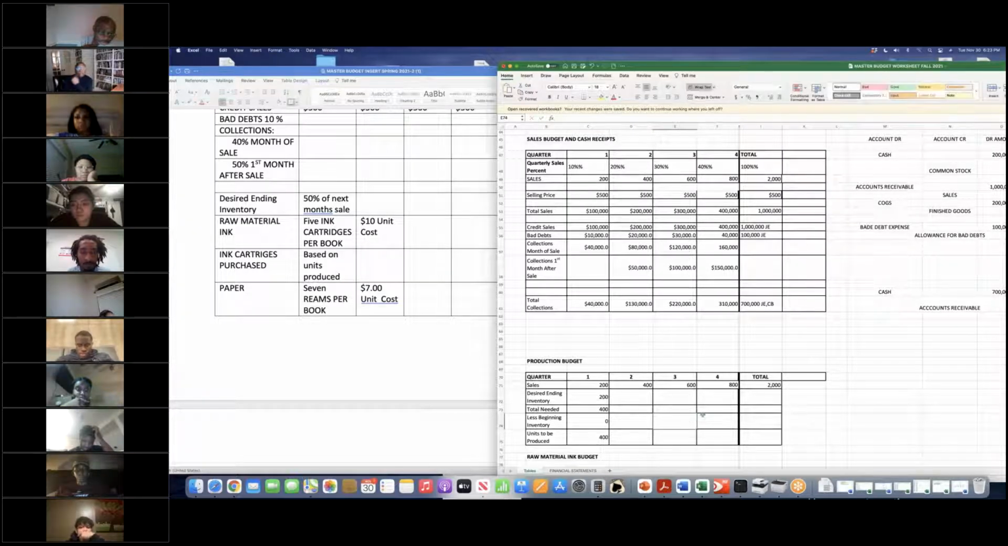So in the first quarter, we're going to produce 400. Now let's go to the second quarter. We're selling 400, so we've got to make 400. But then we've got to have 50% of these available. So the total need is 700. Well, we already had 200 in the inventory, so we just bring that 200 over. So we only have to produce 500 in quarter two.